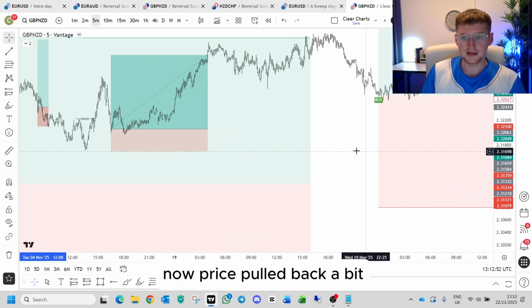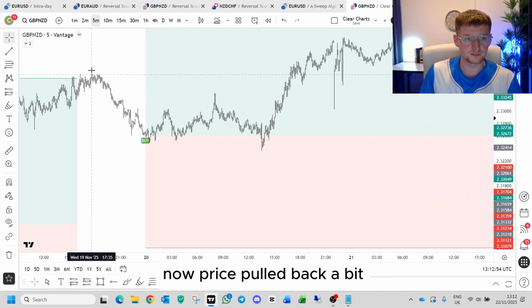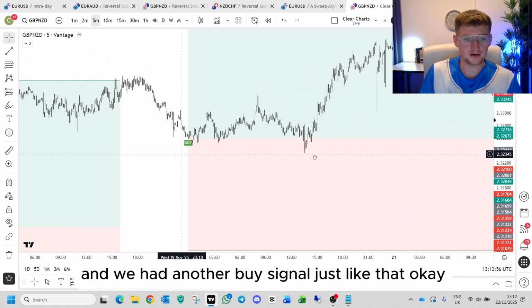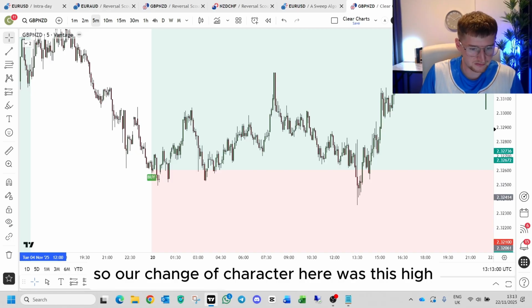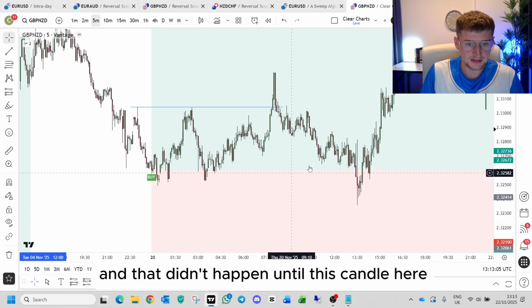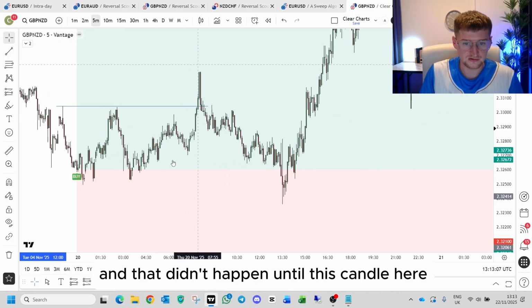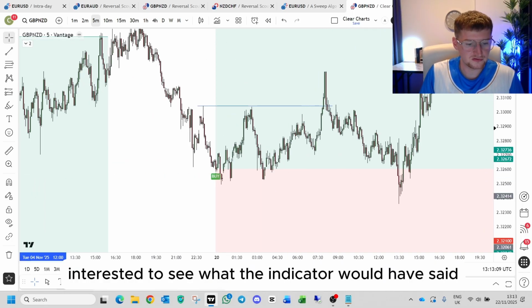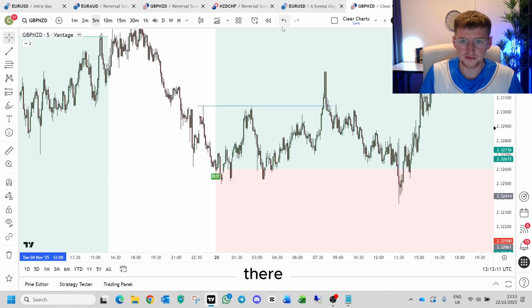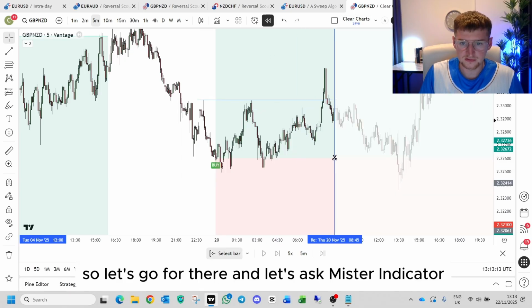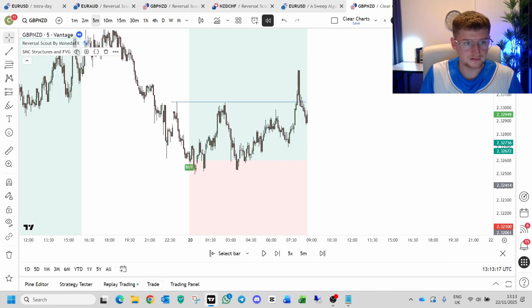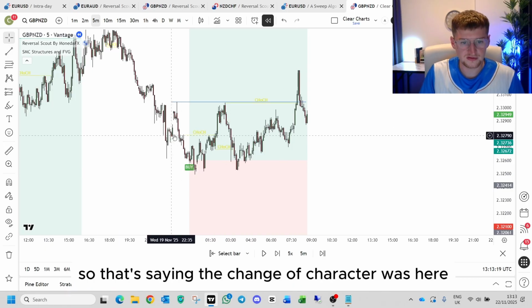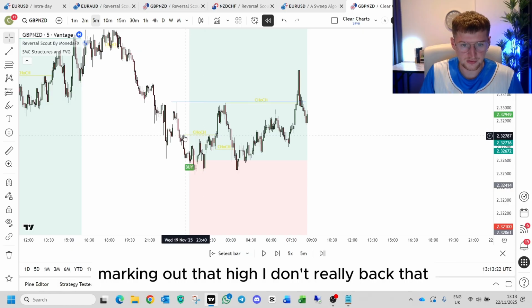Okay, now price pulled back a bit and we had another buy signal just like that. Okay, so our change of character here was this high being broken, and that didn't happen until this candle here, just like that. Interested to see what the indicator would have said there. So let's go for there and let's ask Mr. Indicator where the change of character was. So that's saying the change of character was here, marking out that high.